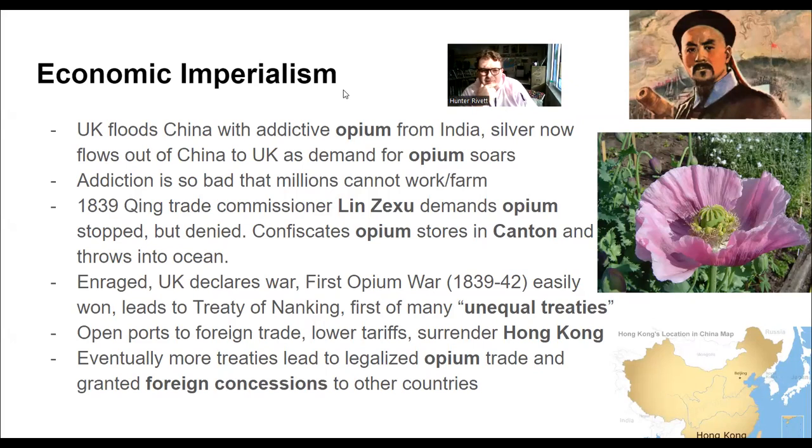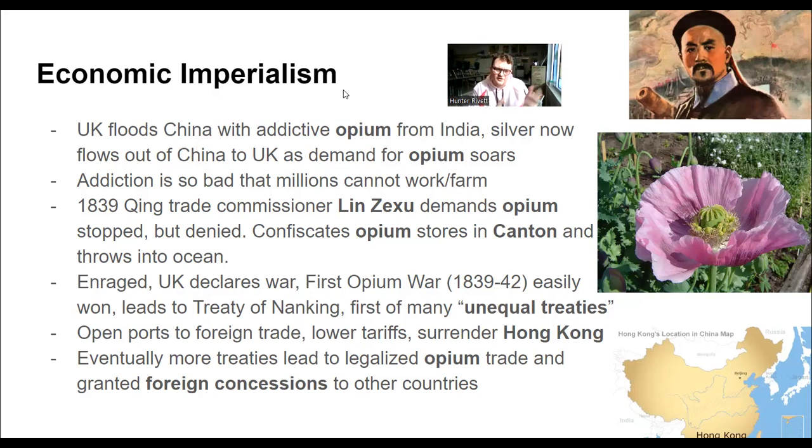And so the UK will actually start flooding in. It had been coming in for some time, but especially hard, this very addictive opium. And so the Chinese love opium, so they're paying for it with their silver. In fact, it was so much that the silver flow was actually net negative. That silver was flowing out of China for opium more than it was coming in for tea, silk, and porcelain, because it was so addictive. In fact, it was so bad that at any given time, like millions of people would be literally too high to work or to farm.